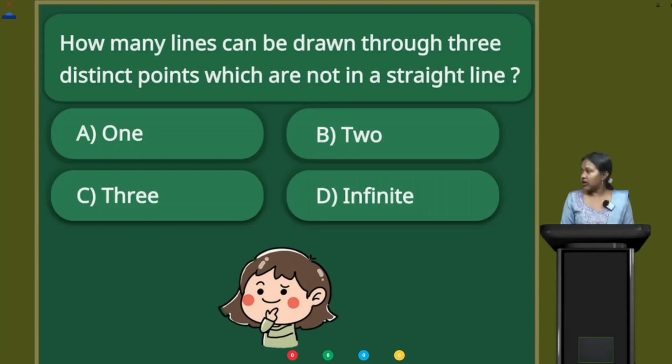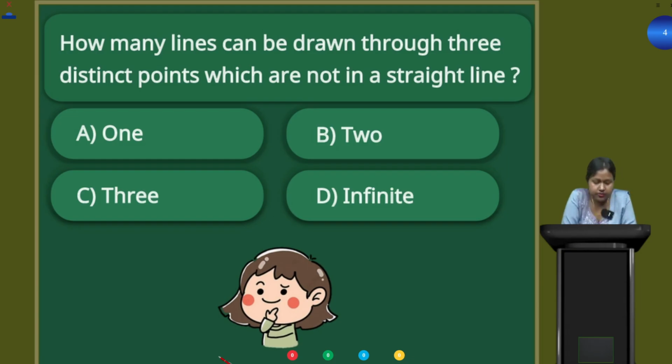Here is another question. Let's see whether you are able to answer or not. How many lines can be drawn through three distinct points which are not in a straight line? So all of you try. We already discussed such types of things. Let's see how many of you can do it. I gave you time. All of you try, my dear students. The options are 1, 2, 3 or infinite. How will you do it, my dear students?